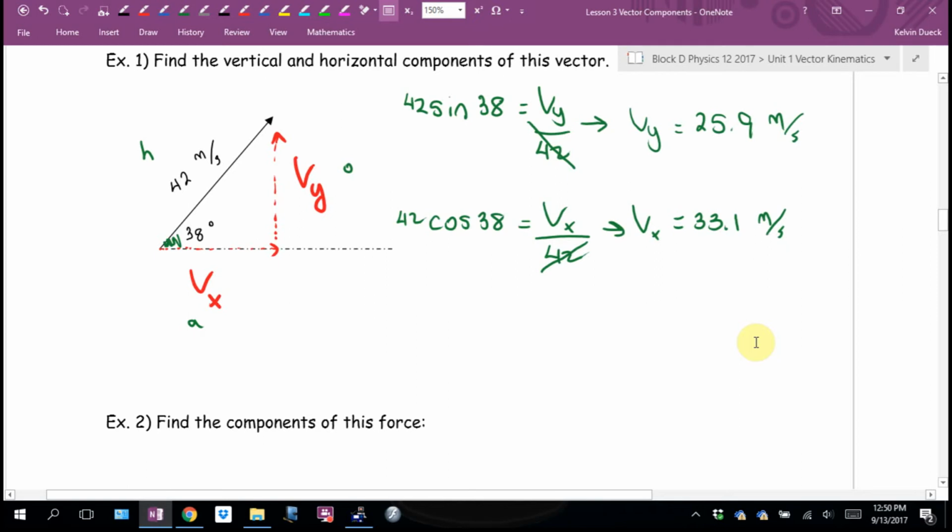And what we're really saying is this: if we had started with, don't write this down, 33.1 and added tip to tail 25.9, if you do the Pythagoras, you'll get 42. You won't quite get 42 because we've rounded off. Maybe close. And if you did the theta, you'd get 38 degrees. Again, you won't quite get 38 degrees because we've rounded off. But we're asking now, what if we can break an angled vector, a slanty vector, into components?